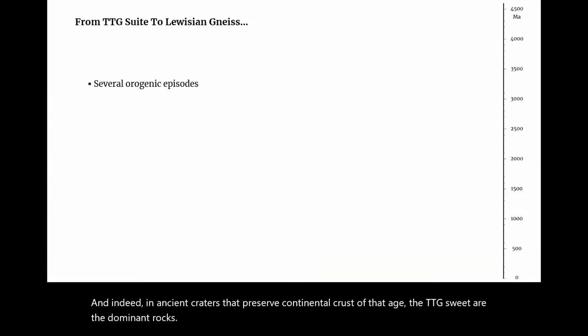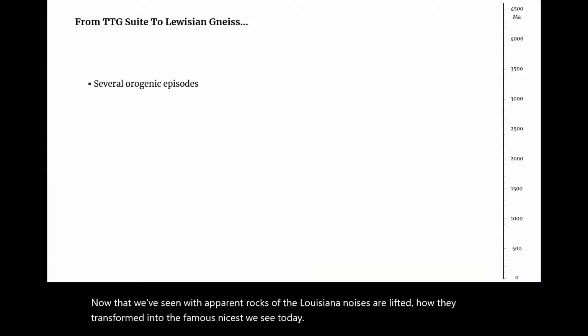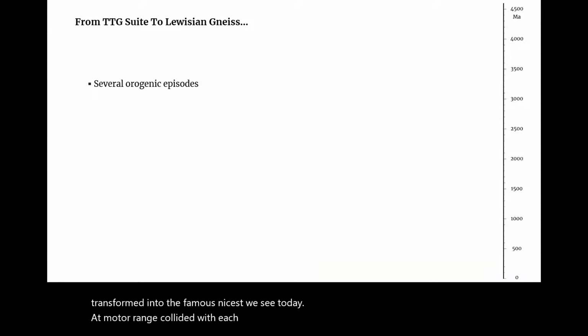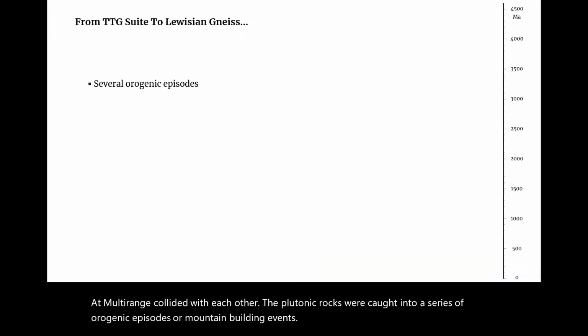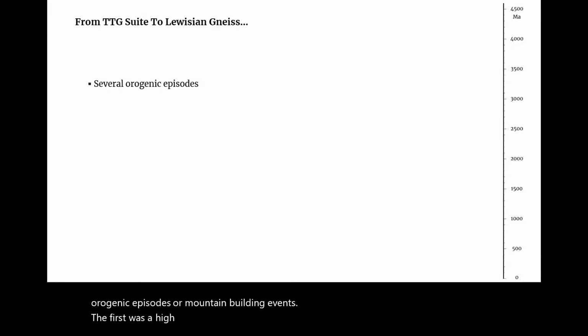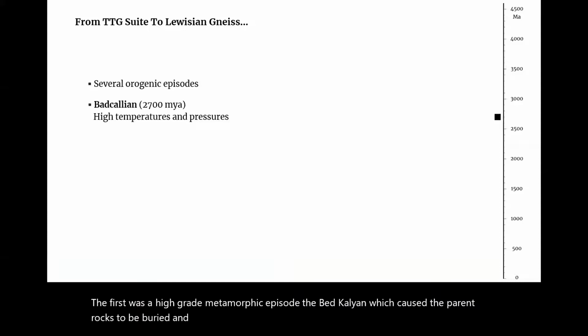Now that we've seen who the parent rocks of the Lyrician gneisses are, let's see how they transformed into the famous gneisses we see today. As small terranes collided with each other, the plutonic rocks were caught into a series of orogenic episodes, or mountain building events. The first was a high-grade metamorphic episode, the Badcallian, which caused the parent rocks to be buried and exposed to very high temperatures and pressures. This is essentially how the Lyrician gneisses formed.